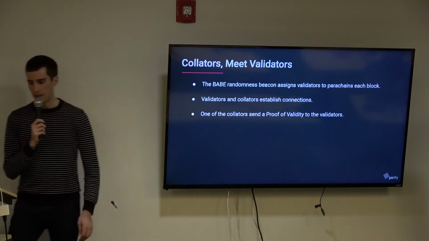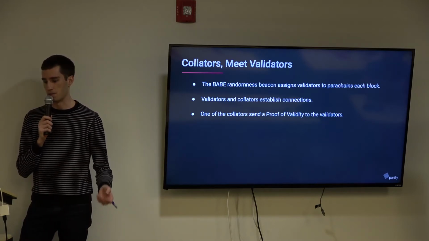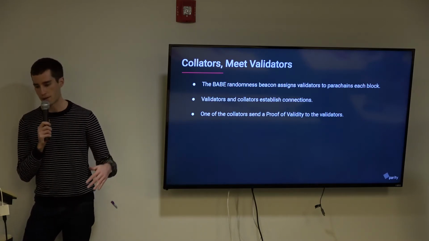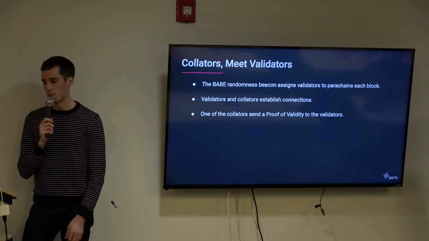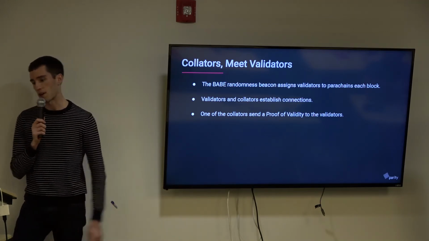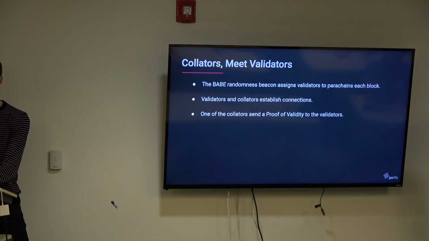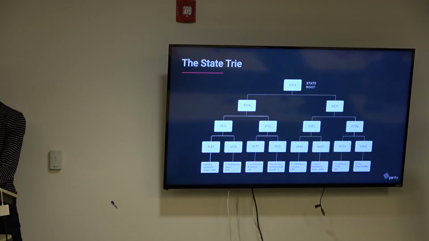So you've selected your collator. Every single relay chain block, which is 6 seconds, these parachains get to make a block, and through your proof of stake or work or whatever, you've decided which one of them gets to do that. And they're going to send this big piece of information called a proof of validity to the validators.